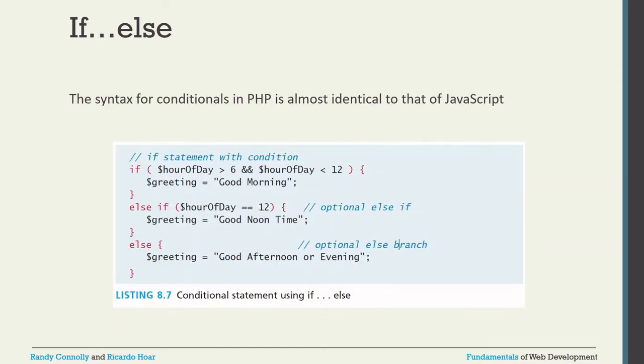Coming to the conditional statement, the conditional syntax for PHP is almost identical to JavaScript, but you can also represent it in a slightly different way. This is the if else, which is the conditional. This is a textbook example. If, in parentheses, the hour of the day is greater than 6 and less than 12, then we store a value in the variable.